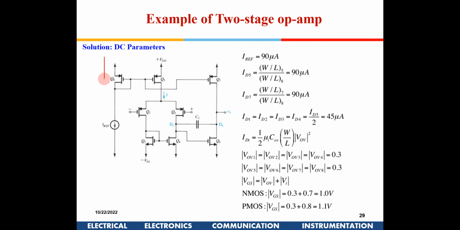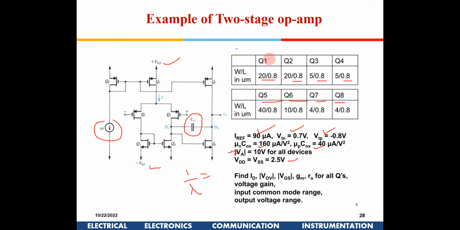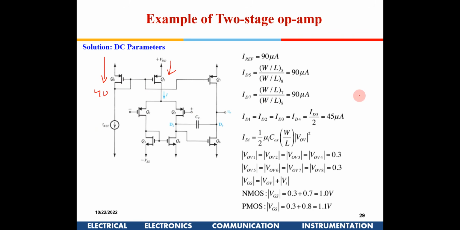So now this current is going to be 90, right? Now what would be this current? Now this will be W by L of 5 divided by W by L of 8. This is Q8. These are given the same actually. 8 is 4 by 8, and 5 is also 40 by 8. So it is 10 times. So this current and this current have to be 10 times larger.